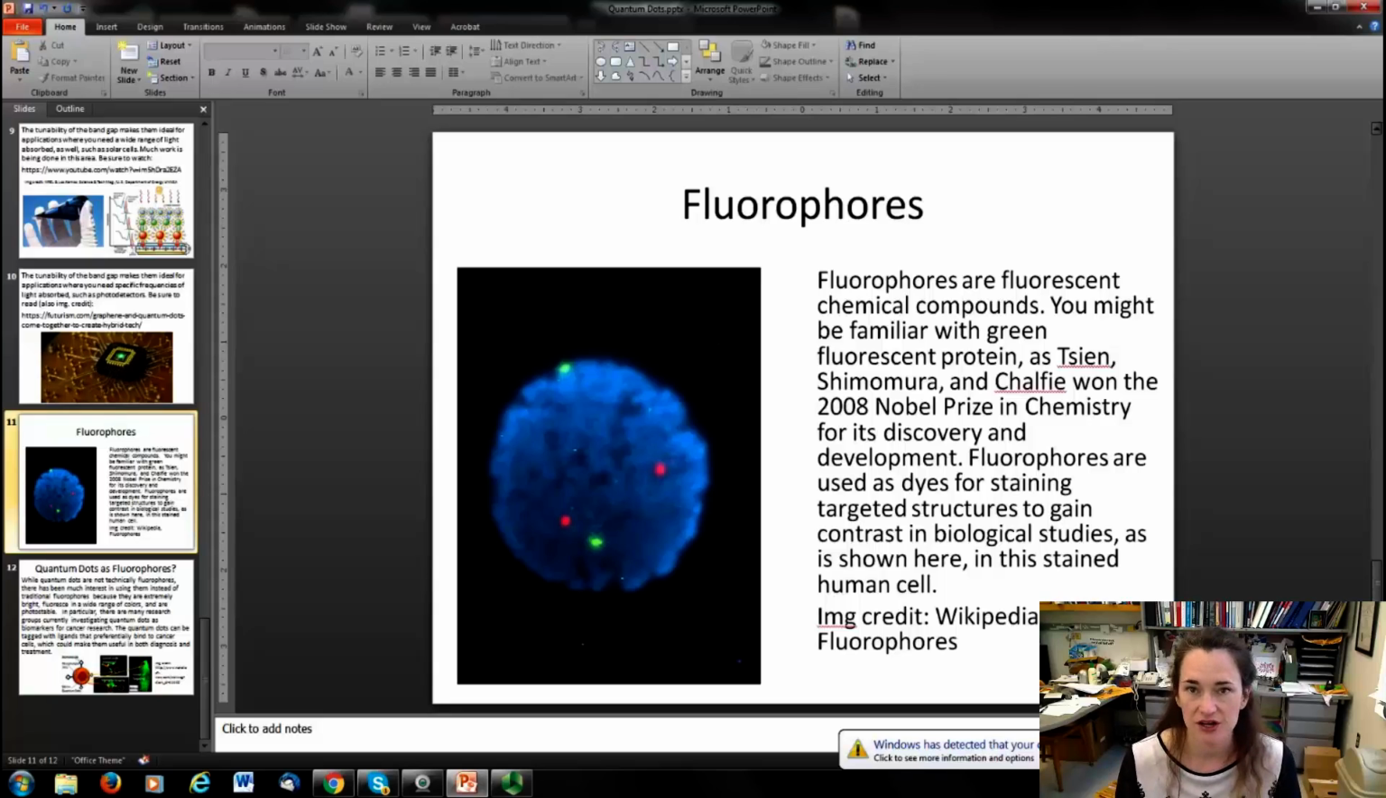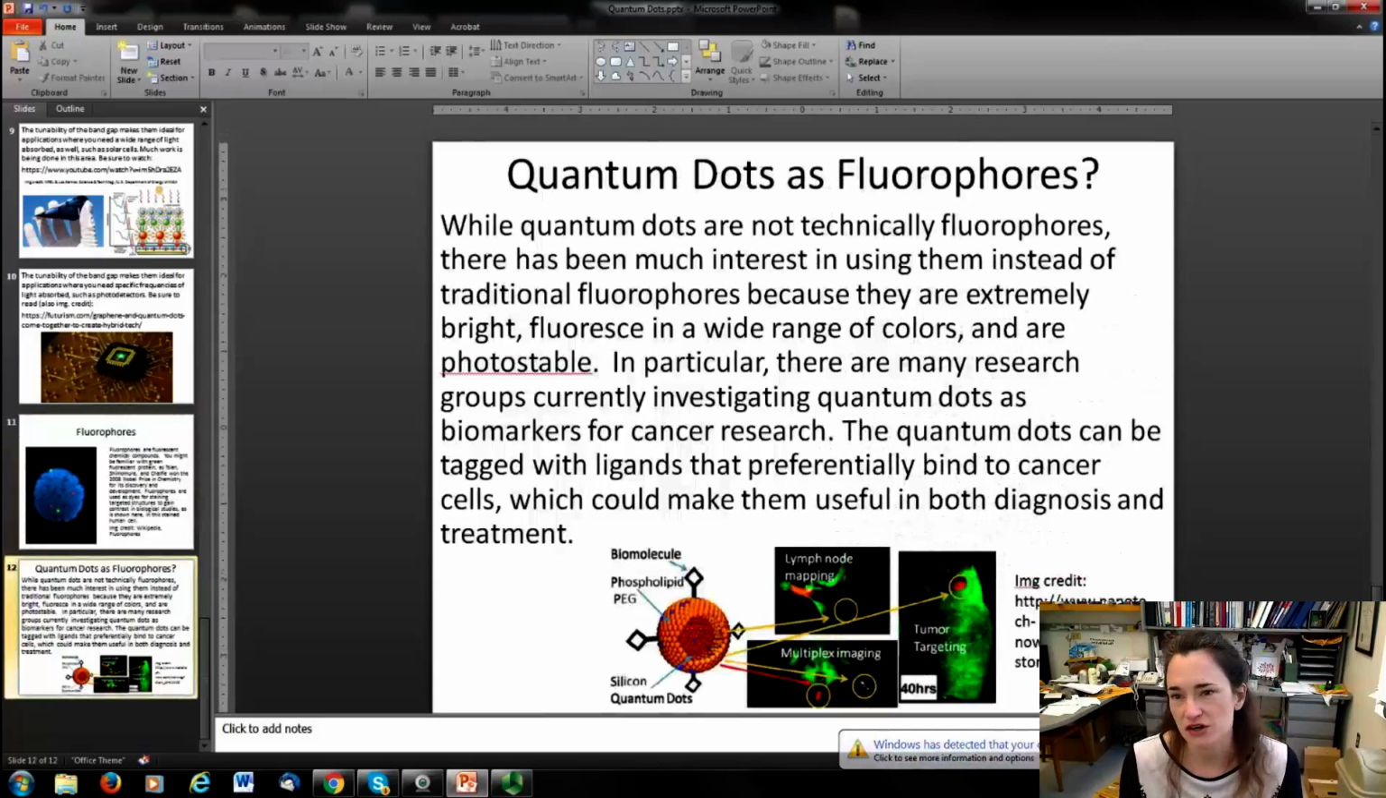For example, here is a human cell that's been stained with different colors to fluoresce so that you can see specific structures within the cell. Now, quantum dots aren't technically fluorophores, but because they are fluorescent materials, there's been a lot of interest in using them instead of traditional fluorophores. This is because quantum dots have some advantages. They're very bright compared to traditional fluorophores, they can fluoresce in a wide range of colors, and they're also very stable.